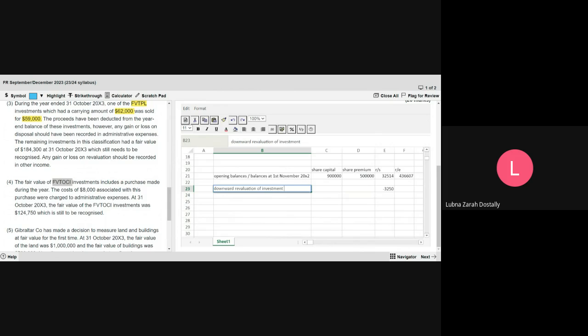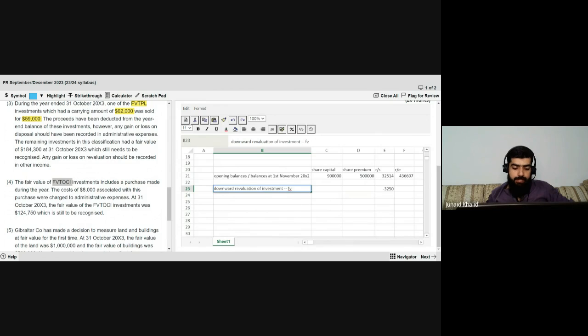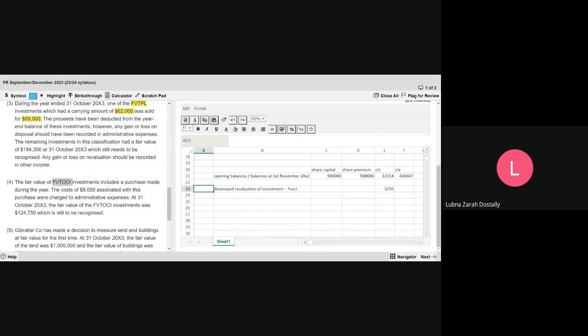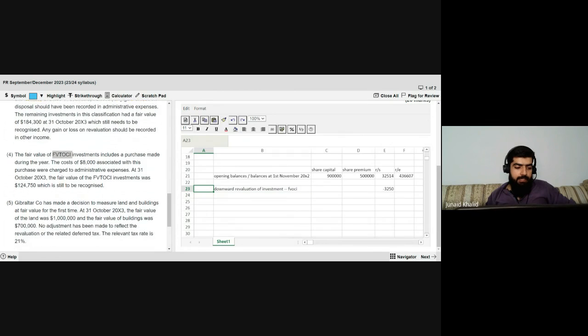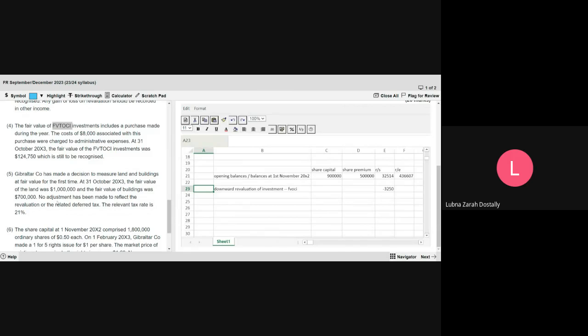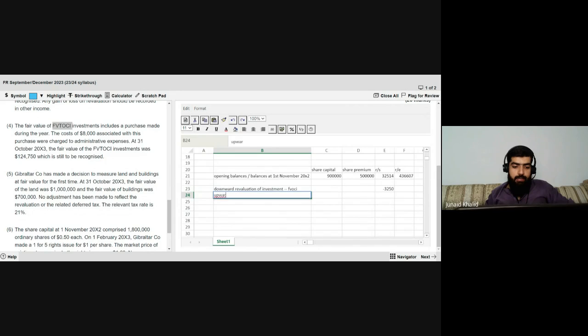That is fair value through OCI. Any other thing? That is the fifth adjustment. Yes, there is an upward revaluation of building and land. The number of shares has also increased.